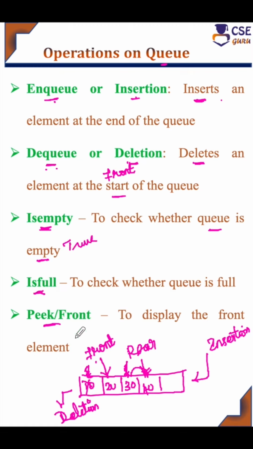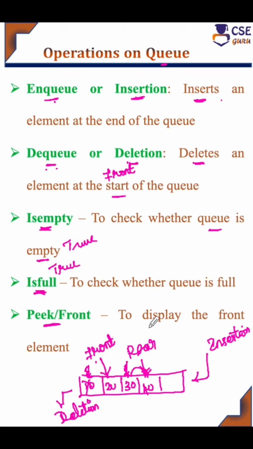Is full means, if all the memory locations are filled with values, in that case this condition will return true. It checks whether the queue is full or not. If the queue is full, it will return true, otherwise it will return false. So this is the condition we have to check before implementing the insert operation. Suppose the queue you have allocated is completely full, then you cannot perform the insert operation further. So before inserting an element, check whether the queue is full or not.